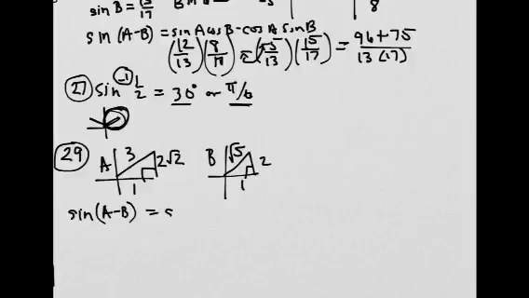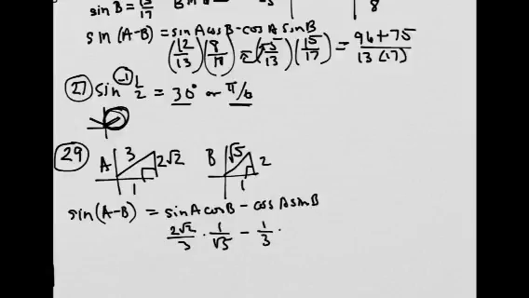So this is going to be sine A cosine B minus cosine A sine B. So the numbers will be 2 radical 2 over 3. Cosine B is 1 over radical 5. Cosine A would be 1/3. Sine B is 2 over radical 5. When you simplify this, you get 2 radical 2 minus 2 all over 3 radical 5.